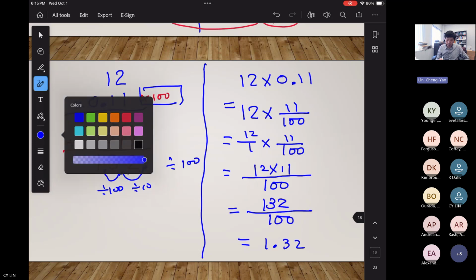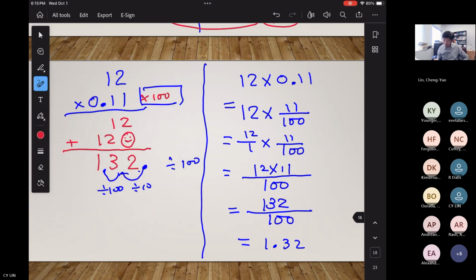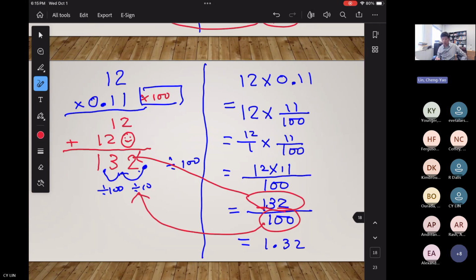And again, you want to compare here. 132 right here, ignore the decimal point, so that's why we have a whole number. And then we count back for the decimal point. That's why we moved the decimal point right here. Does that make sense to you? How do we answer this question for children, and how do we explain why we have to move the decimal point? Yes or no? Okay, very good.